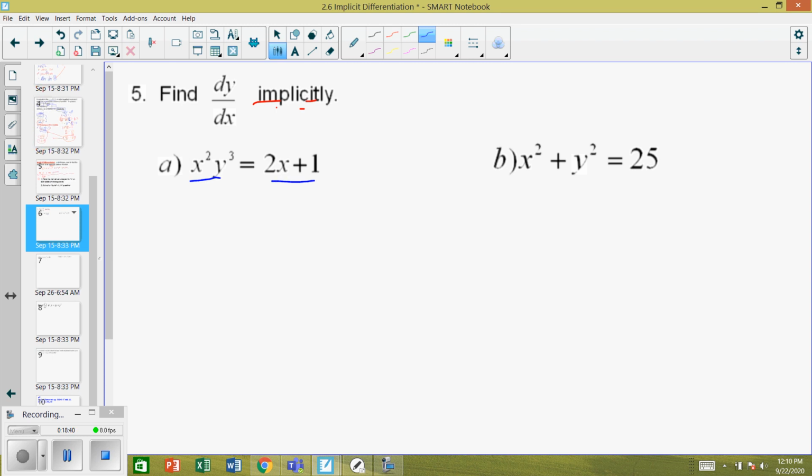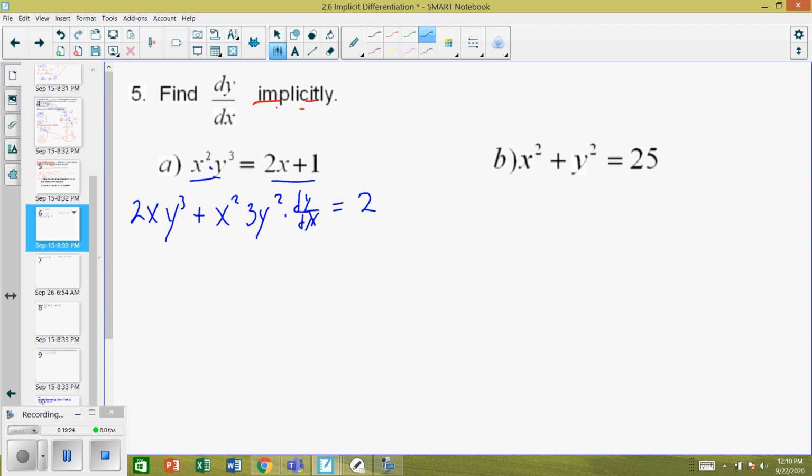Let's take the derivative of the left side. The derivative of the left side is going to be the product rule, because we got two things being multiplied together. So it's going to be the derivative of the first. The derivative of x squared is 2x, and we're going to leave the second one the same, plus keep the first the same, and the derivative of y cubed using power rule is 3y squared multiplied by dy over dx. It's like taking the derivative of the inside, and the derivative of y is dy over dx, or y prime. On the other side, the derivative of 2x is 2, and the derivative of 1 is 0. So there you go.